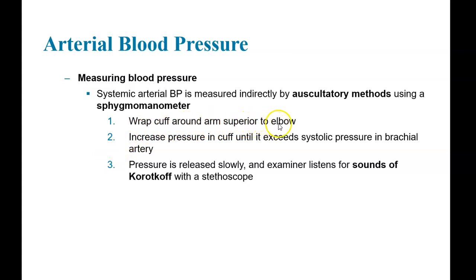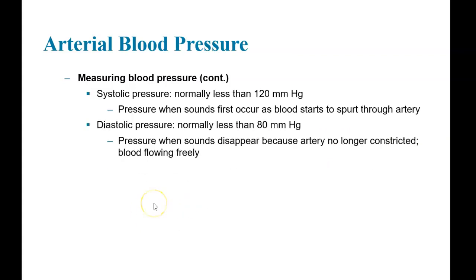You use the cuff, you wrap it around the arm, just above the elbow or the bend of the elbow, and then you increase the pressure in the cuff until it exceeds the systolic pressure in the brachial artery, and then you're going to release that pressure, and you're going to listen for the sounds, which are called the Korotkoff sounds, with the stethoscope. Systolic pressure is normally less than 120 millimeters of mercury, and systolic pressure is going to be the first sound that occurs as the blood starts to spurt through the artery. So once you release the pressure, that's going to be the first sound that you hear.